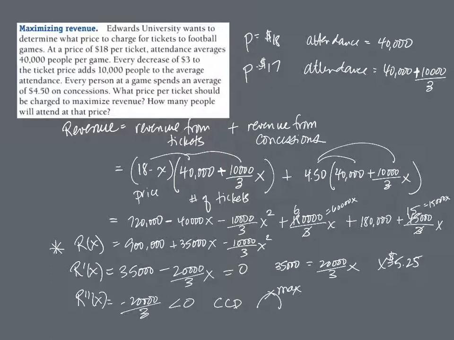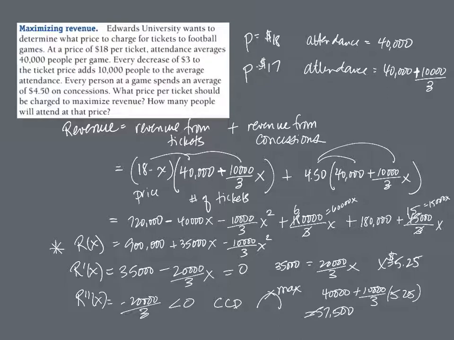And how many people will attend at that price? Well, we're going to plug that into 40,000 plus 10,000 divided by 3 times 5.25. So let's see what we get. 5.25 times 10,000 and divide that by 3 and add 40,000. 57,500 in attendance.